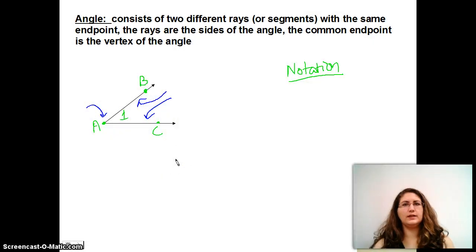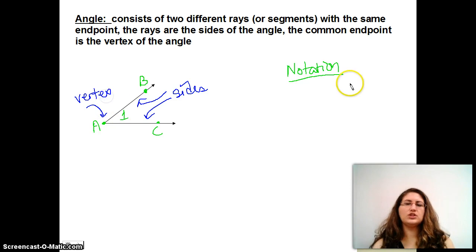Today's lesson is on angles, and we have another postulate to learn. Some of this will be review, but it never hurts to have a refresher. So in an angle, we have two different rays or segments that have the same endpoint. The rays or the segments are known as the sides of the angle, and their common endpoint is the vertex of the angle. So in my diagram here, ray AB and ray AC create the sides of this specific angle, and because they both share the endpoint A, that is the vertex of this angle.